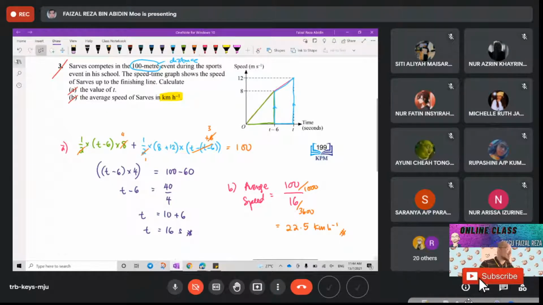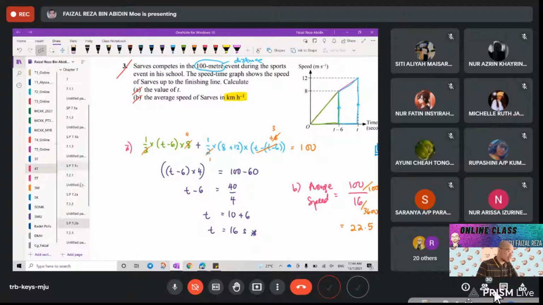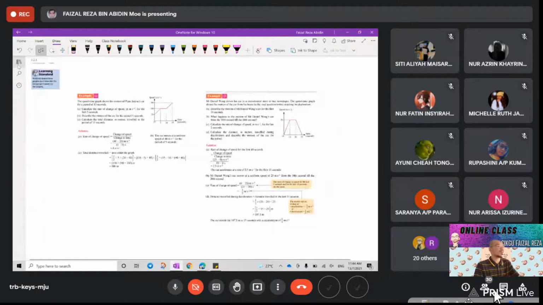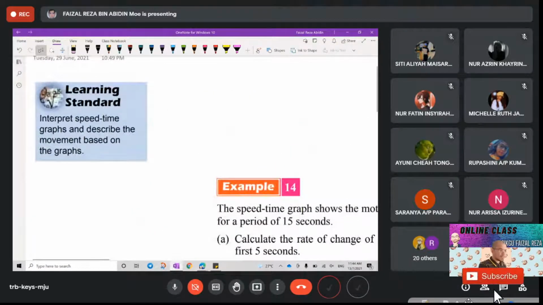Okay, finish for our discussion. This one about our 7.2b. Okay, we are going to the next one. Our learning standard is going to be interpret speed time graph, and describe the movement based on the graph.